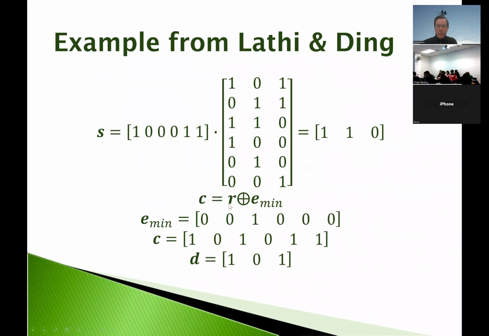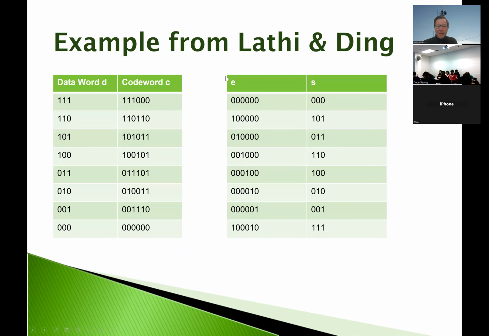So we'll look up in this table. Here's a table of the code. If you put each of these data words into that generator matrix, you will end up with this set of code words out. And they have found the minimum error vector associated with each of these syndromes.